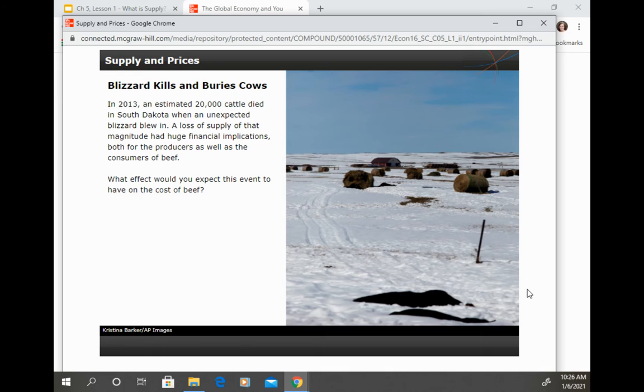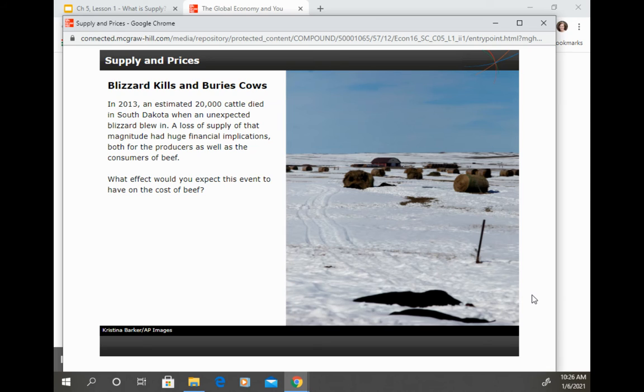A blizzard kills and buries cows. In 2013, an estimated 2,000 cattle died in South Dakota when an unexpected blizzard blew in. A loss of supply of that magnitude had huge financial implications for both the producers as well as the consumers of beef. What would you expect would happen to the cost of beef? It's going to go up. Why? Because there's less of it, but people are still demanding it. Also, in order to produce more cows, what are these cattle people going to have to do?